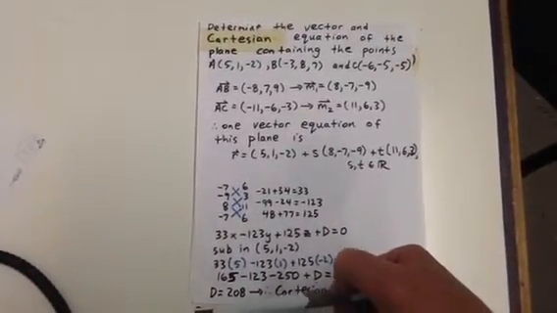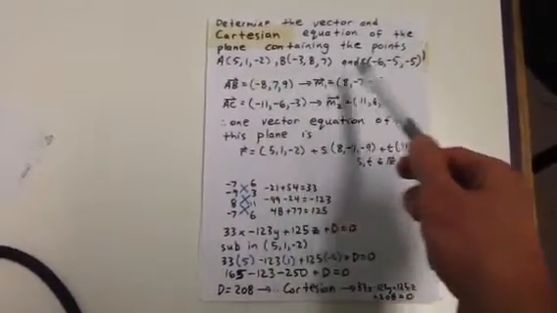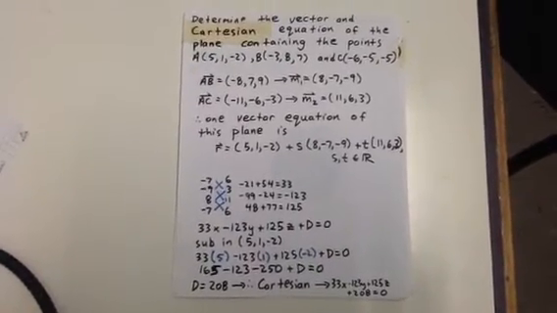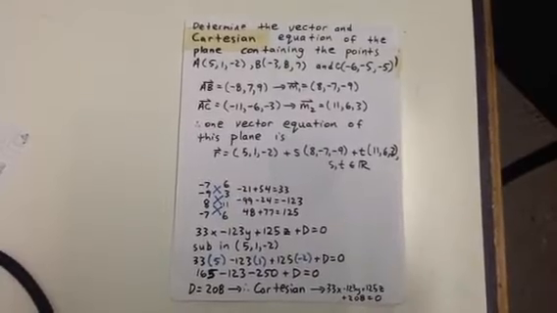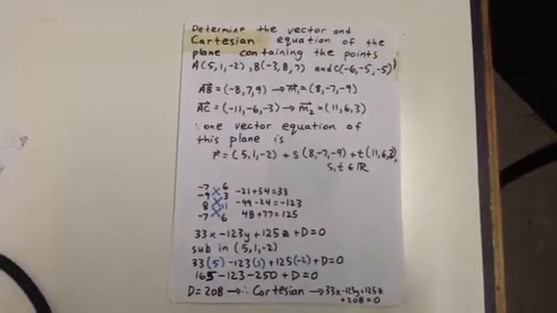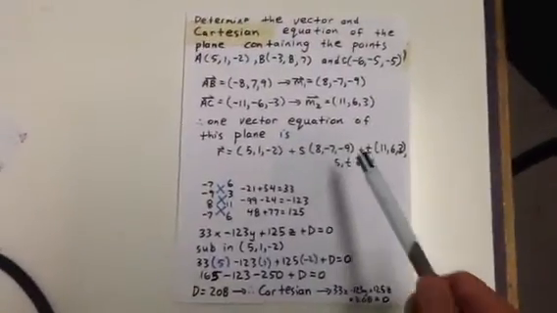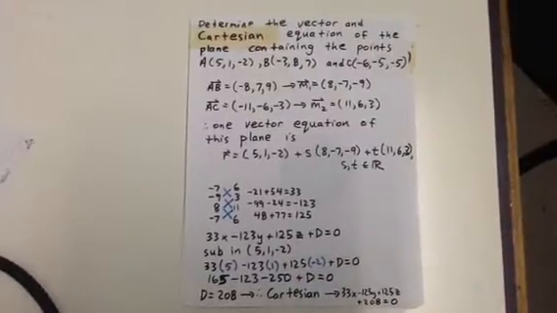vector on the plane. Another vector on the plane can be determined by the vector from A to C. And that vector is -6 minus 5, comma, -5 minus 1, comma, -5 minus -2. In other words, -11, -6, -3. Multiplying through by -1 gives us 11, 6, 3.